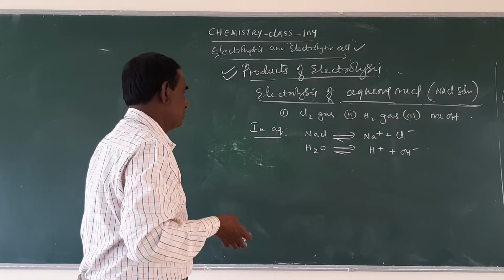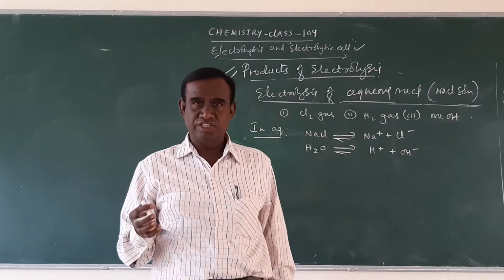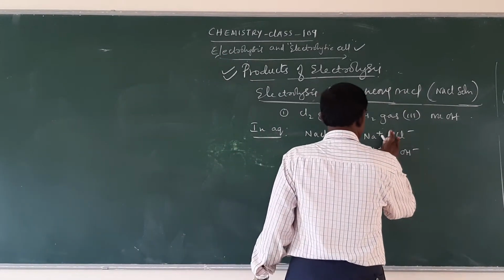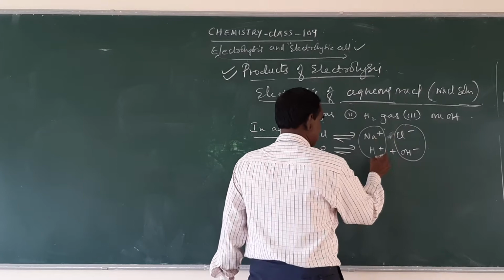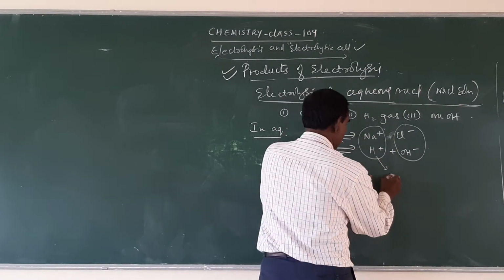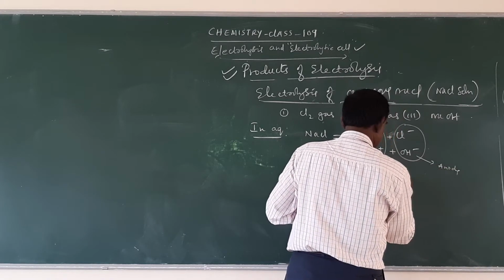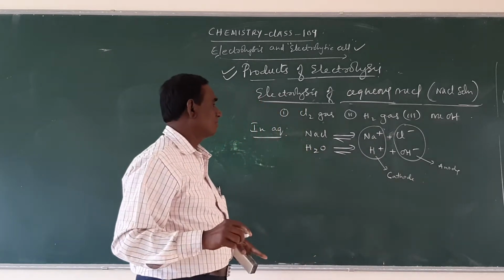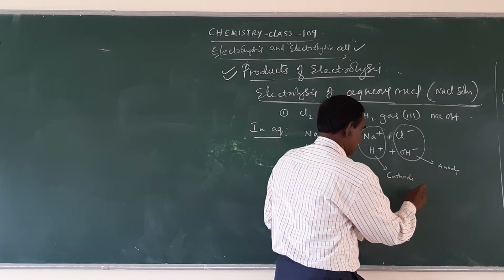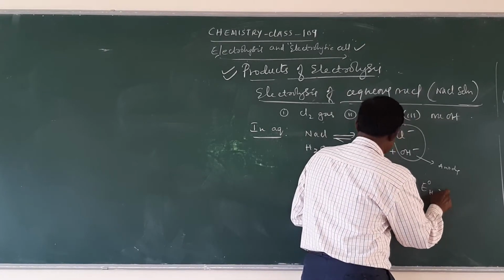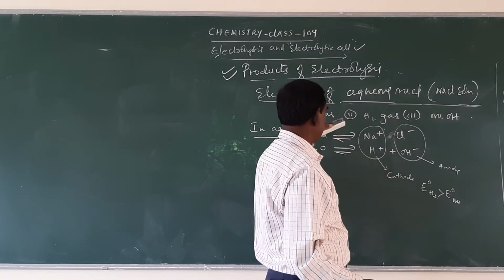So here, what happens? Generally, positively charged ions move towards the cathode and negatively charged ions move towards the anode. So Na+ and H+, these positively charged ions, move towards the cathode. But remember, the discharge potential of hydrogen is greater than the discharge potential of sodium. So therefore, hydrogen liberates at the cathode.